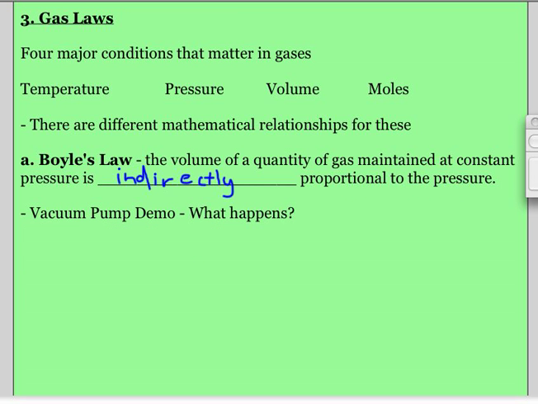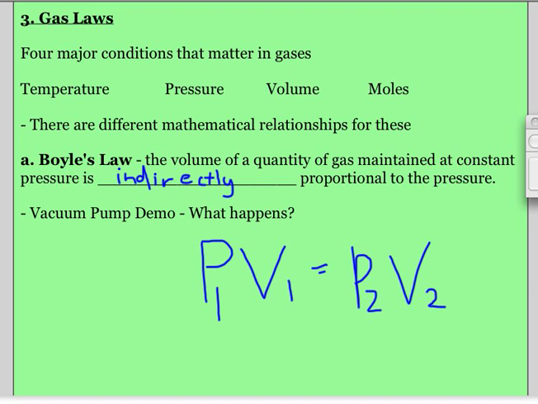And if you want the equation, since you'll probably use it, if you remember that, it's P1 V1 equals P2 V2. So you use that equation if you're just dealing with pressure and volume.